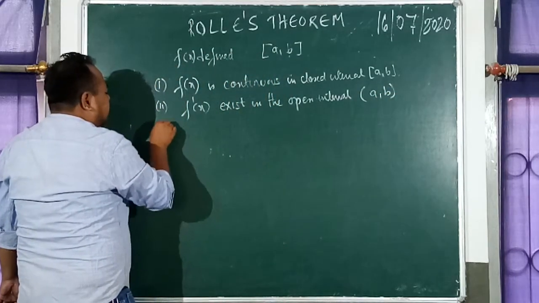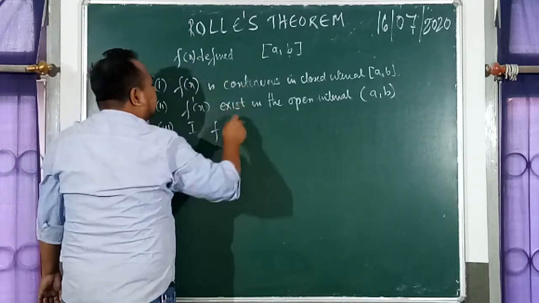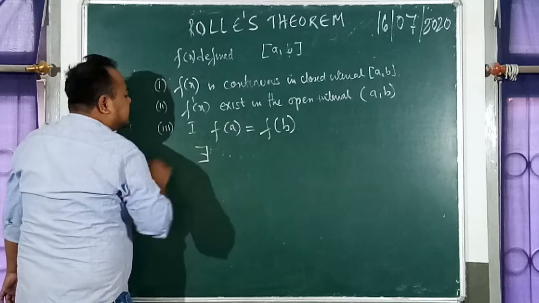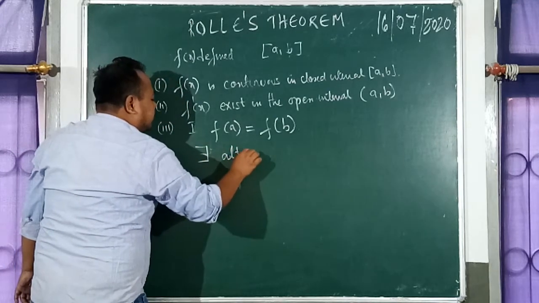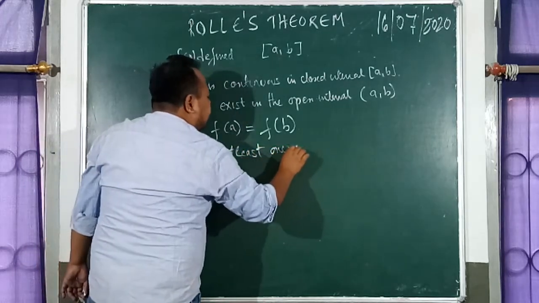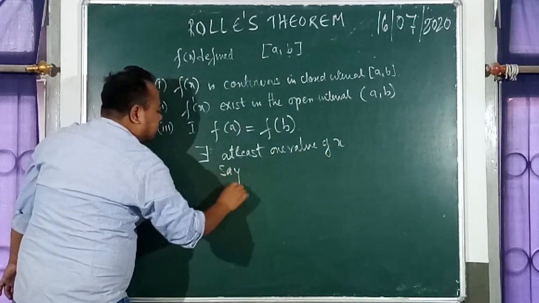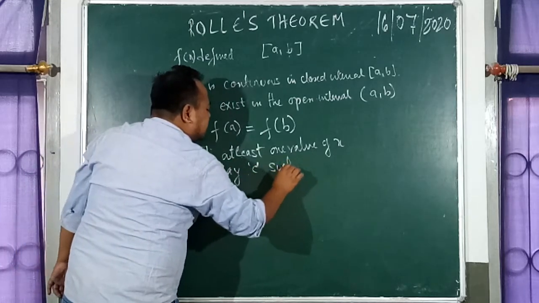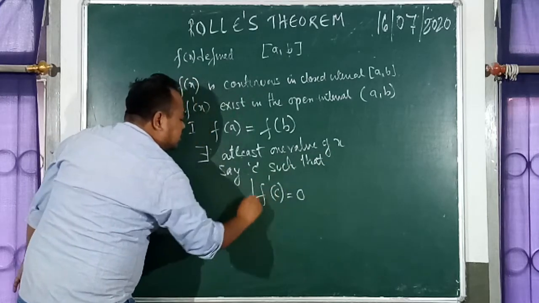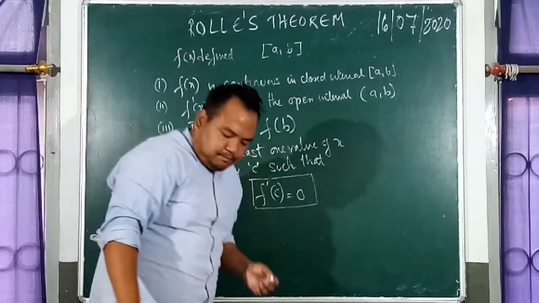And the third one is if f of a, that means when you put the value of x as a, equal to f of b, then there exists at least one value of x, say c, such that f dash c equal to 0. So this is the statement of Rolle's theorem.